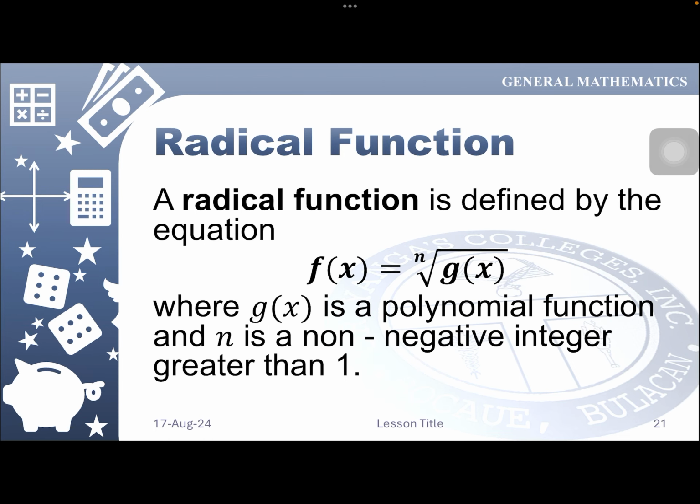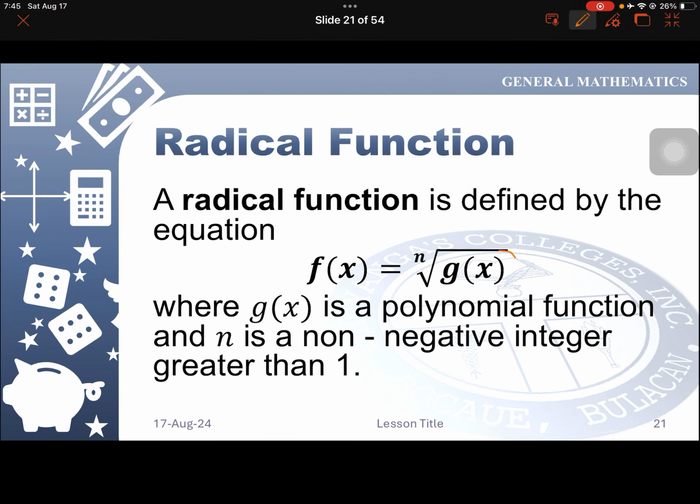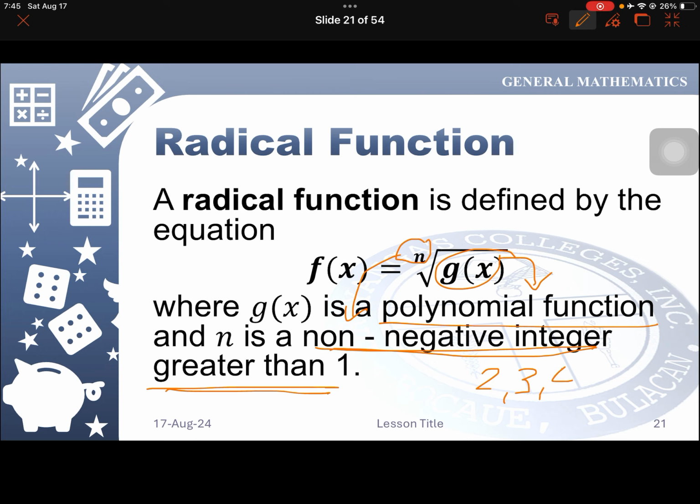Next, radical function. So radical function is defined by this equation. F of x is equal to nth root of g of x, such that the one inside, which is g of x, is a polynomial function. Okay? And the one outside the radical sign, which is the n, should be a non-negative integer, meaning it shouldn't be negative, basically. And it should be greater than 1. So, for example, 2, 3, 4, and so on. It cannot be any fraction.